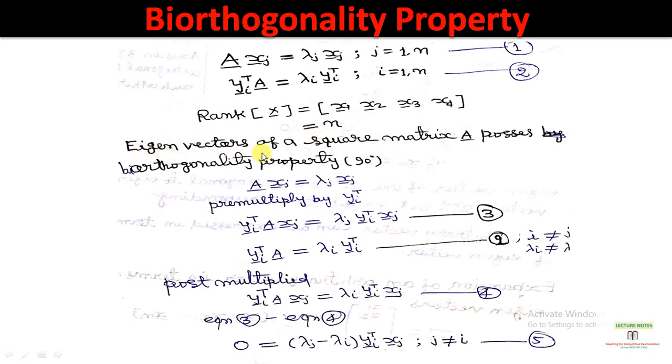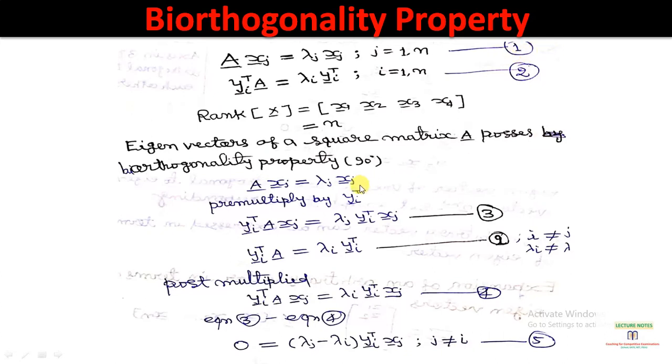An eigenvector of a square matrix A possesses an orthogonality property, so we have to prove this. Take the square matrix A, column vector xj equals lambda j, a constant, times column vector xj. First we are writing this first equation.